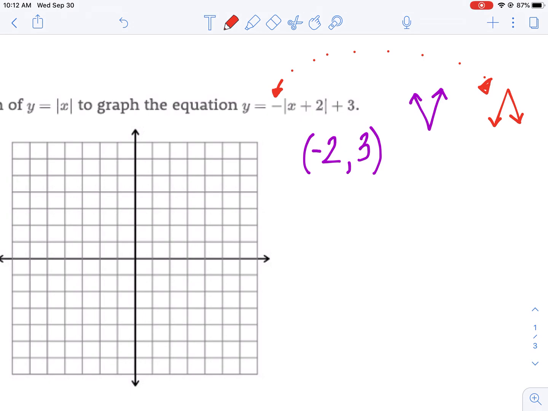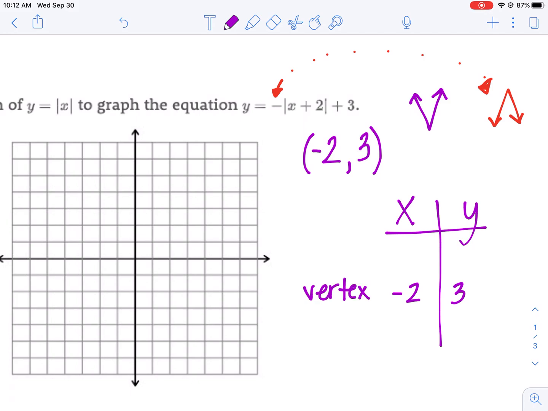The way that I like to make sure I'm graphing correctly, when you do this XY table, it's going to help you. It's going to guide you that it's going to open down. So I'm going to put my vertex in the middle. Always a great idea. So it's -2, up 3. I know it's going to be a V shape. I now know it's going to go down, but let's plug in some points to see.